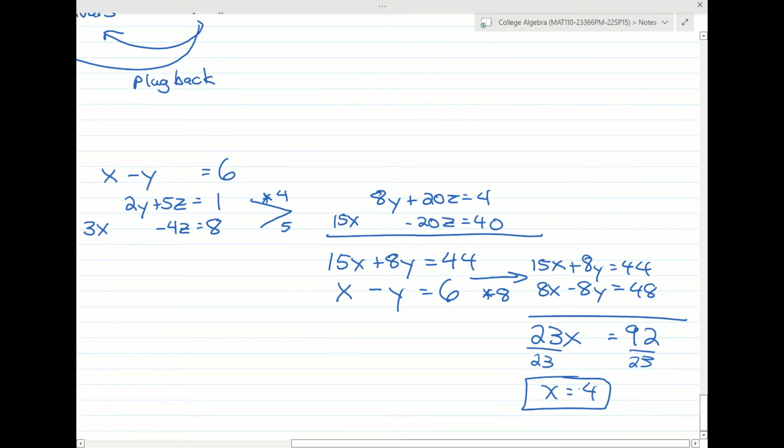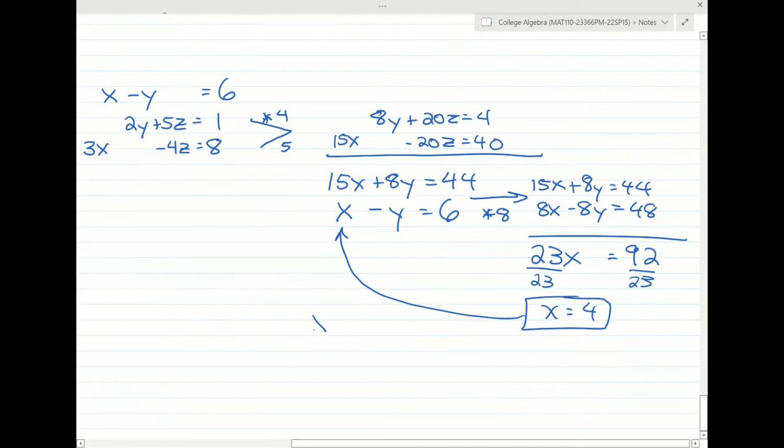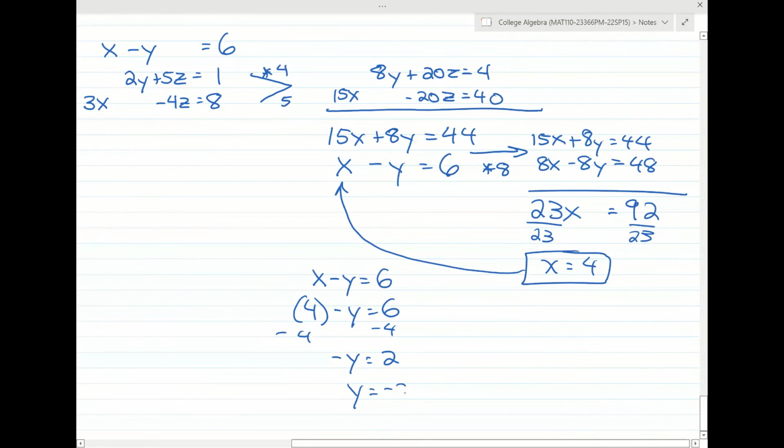At this point, it's almost like dominoes. Once you get x is 4, you could plug it back into one of the equations we just used and figure out what y is. So if you plug it in for the x right there, you get 4 minus y is equal to 6. So negative y is equal to 2, and y would be -2.